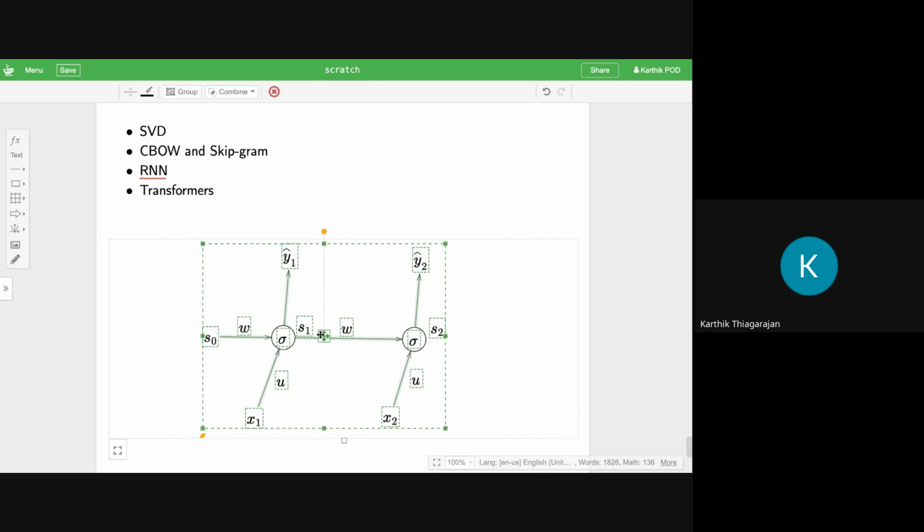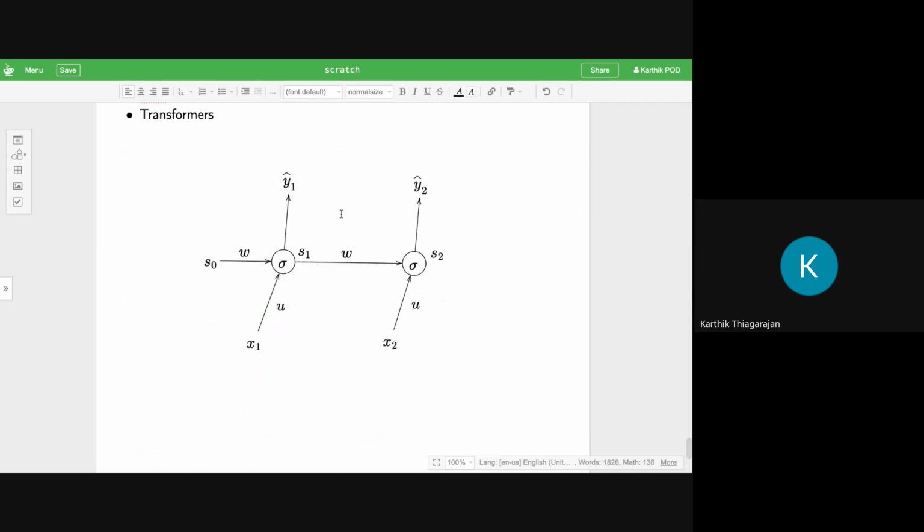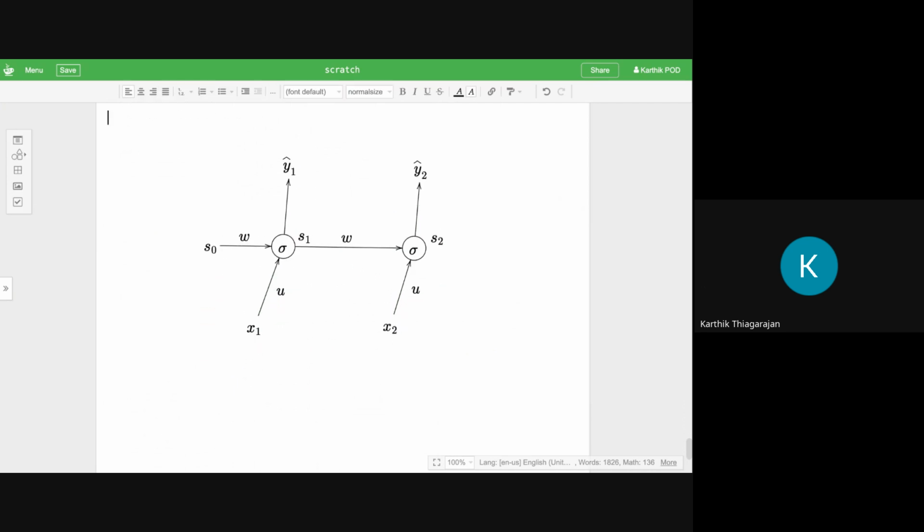You are using the same U and same W. That's the whole point, right? Otherwise it won't work, right? So the whole idea is a weighted average, right?